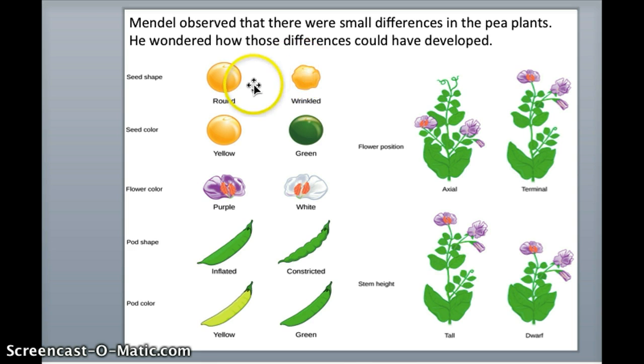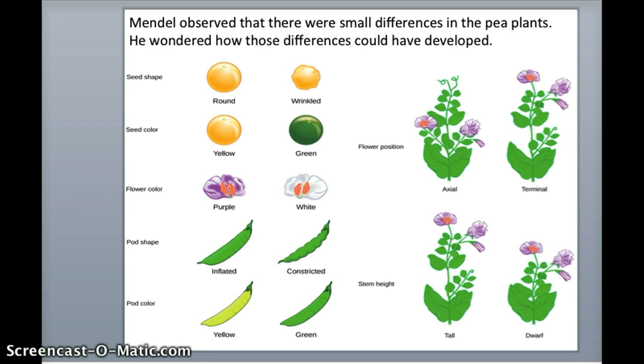So you can see the seed color might be yellow or green, the flower color might be purple or white. Look at the pod shape. Some of them might be bumpy, some of them might be smooth. The pod color might be yellow or green. Even the position of flowers, some of them were in the middle, some of them were at the top, and some of them were really tall, some of them were short. So he really wondered where and how all these differences came about.